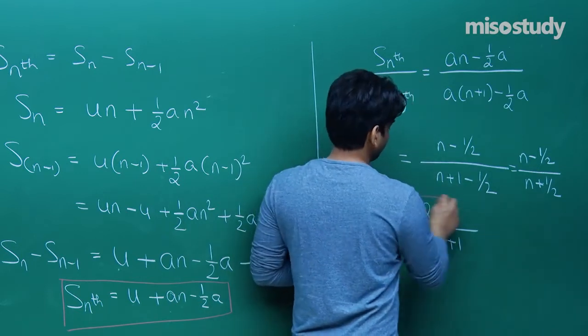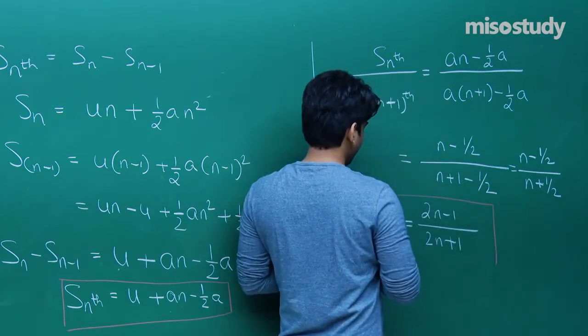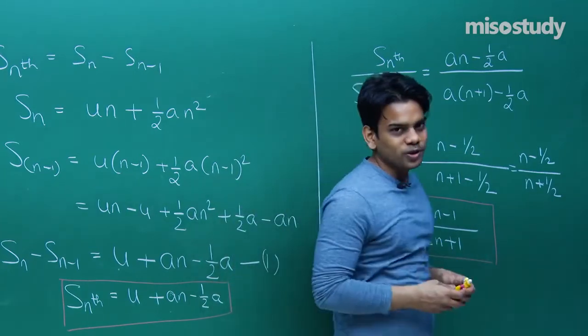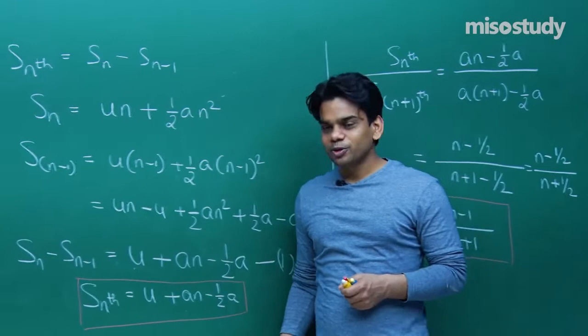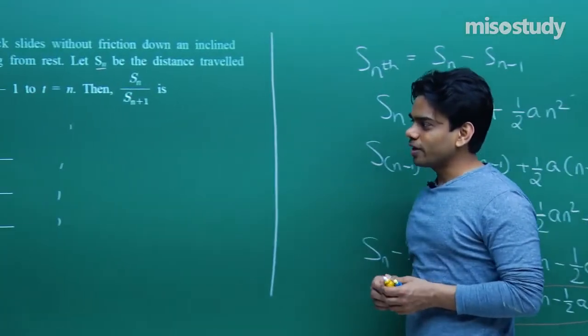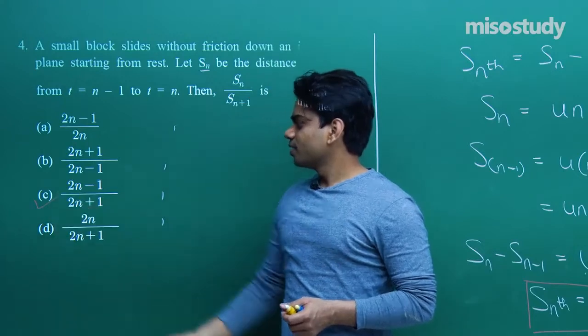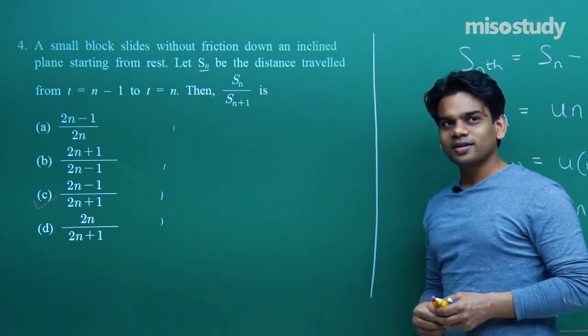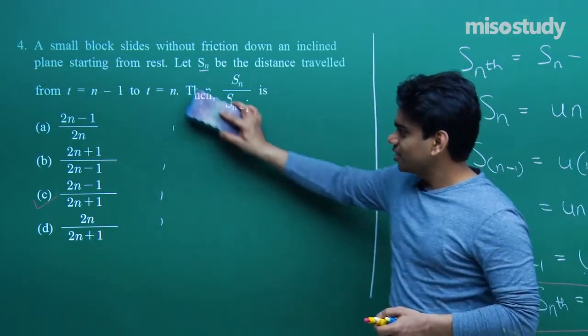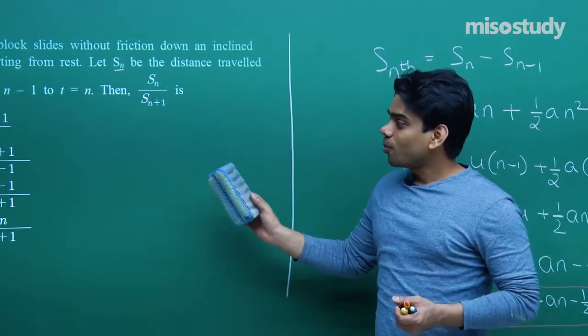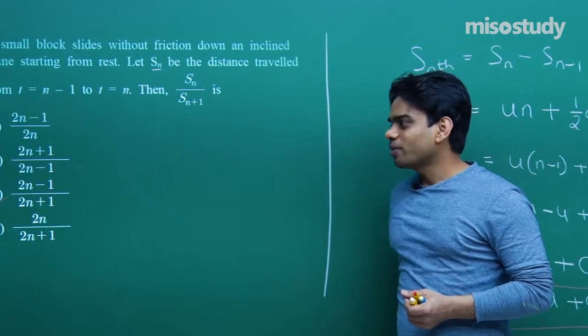This is the required ratio, 2n minus 1 upon 2n plus 1. So let me check the answer. 2n minus 1 upon 2n plus 1. Can you see this option number C? 2n minus 1 upon 2n plus 1. So I believe you have the idea that we got the right result. That is, option number C is the right answer, 2n minus 1 upon 2n plus 1.